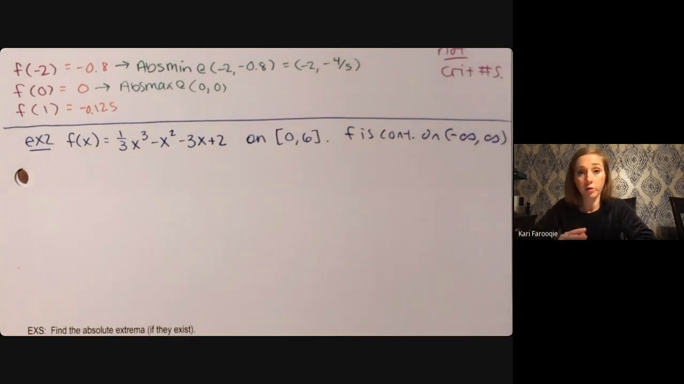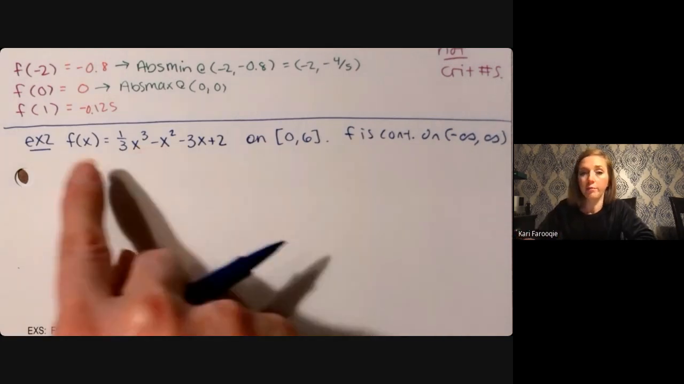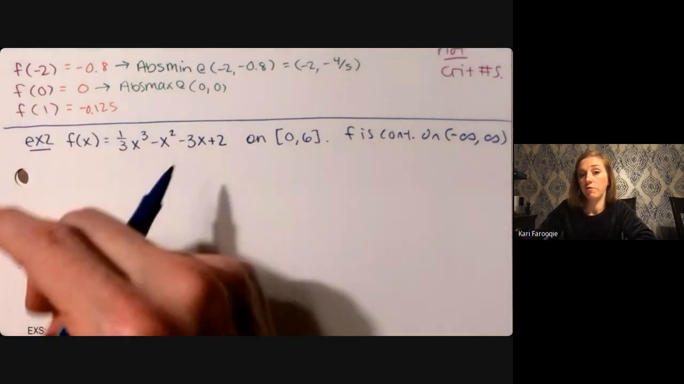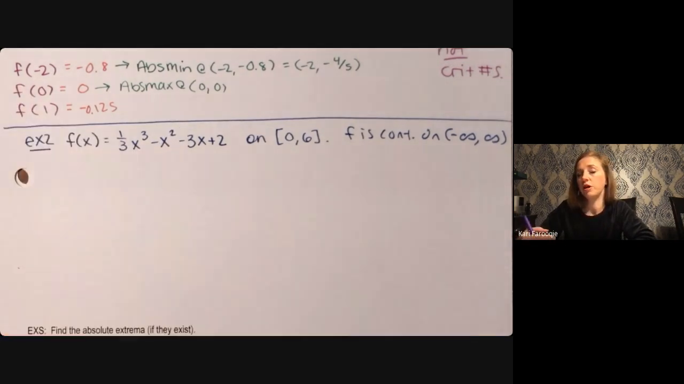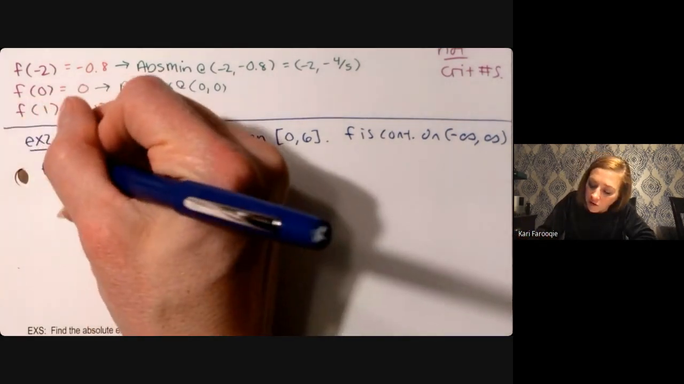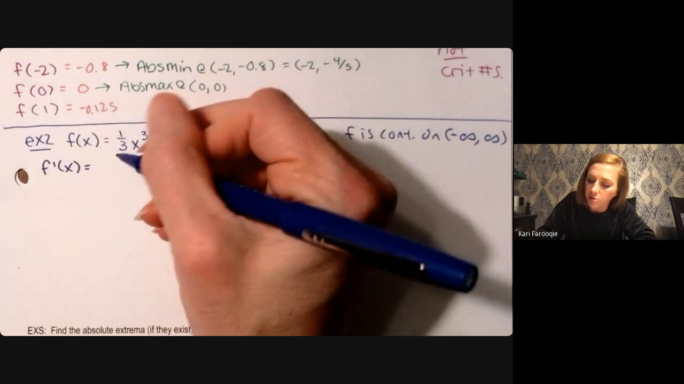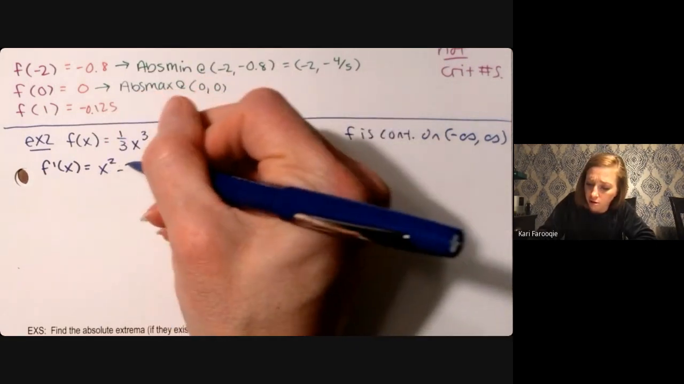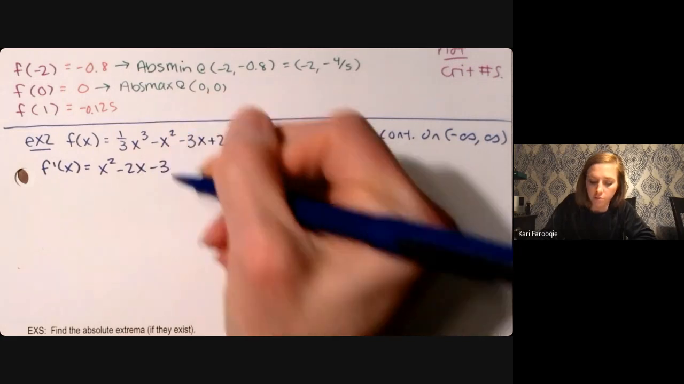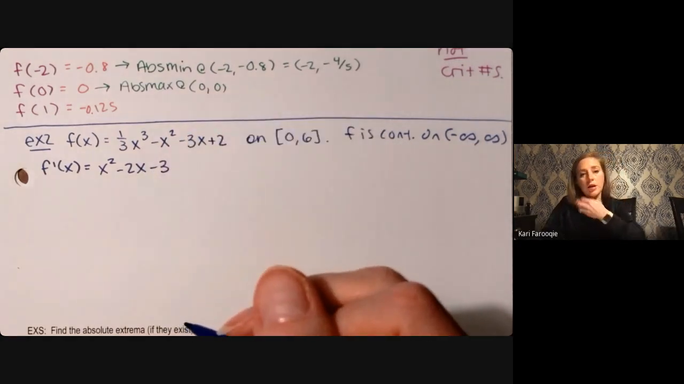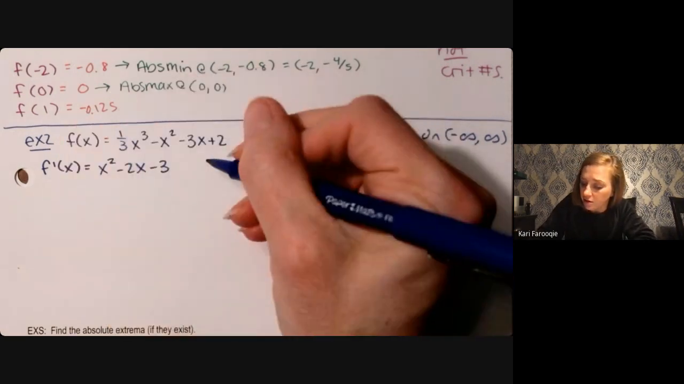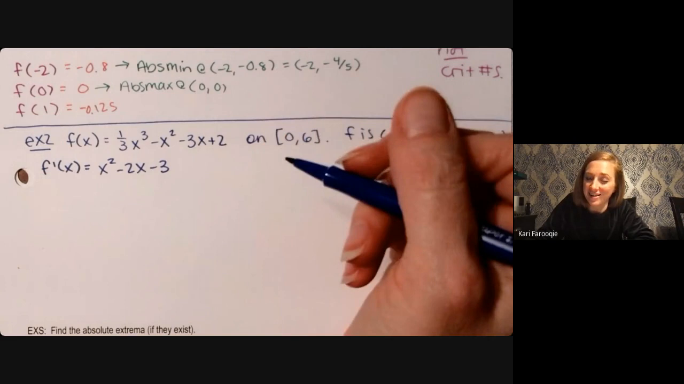Okay. So now that we've verified that that's true, again, we're going to go through the process of finding critical numbers using the first derivative, and then we're going to evaluate the function at the critical numbers and the endpoints to determine the absolute extrema. So let's find f prime. This is going to be 3 times a third, which is just 1, x squared, minus 2x, minus 3. Now I need to set this either equal to 0 or say that it does not exist. It's never going to not exist.